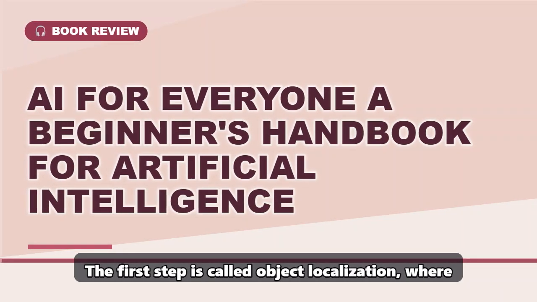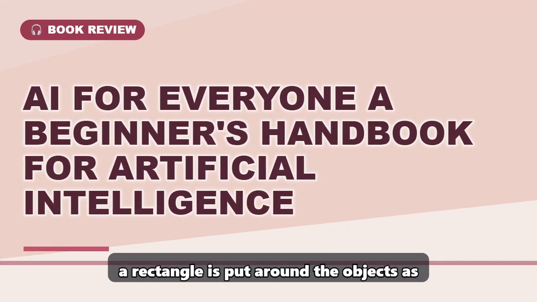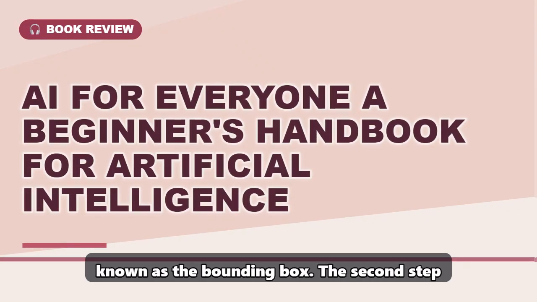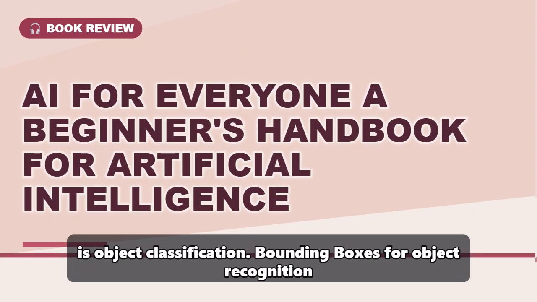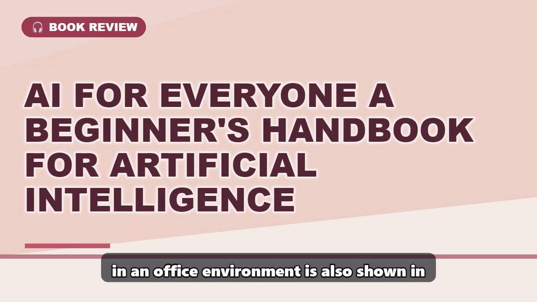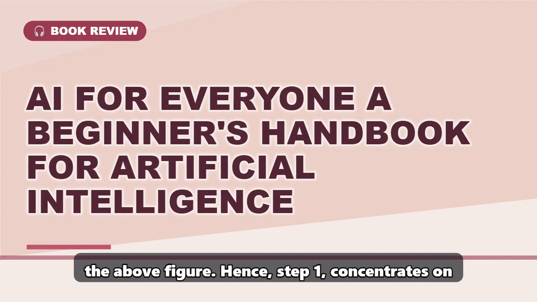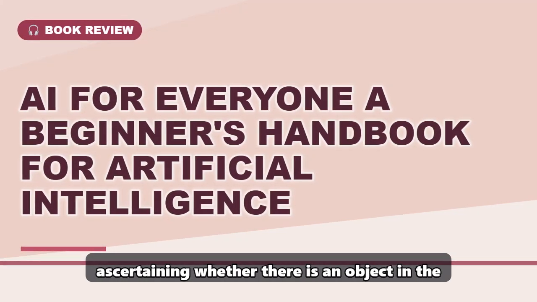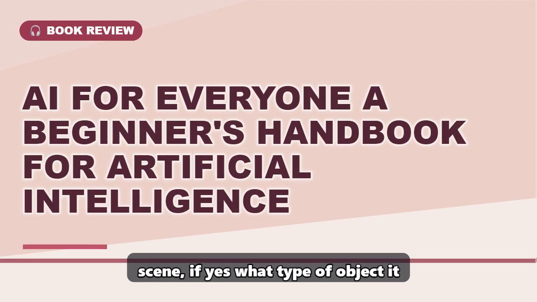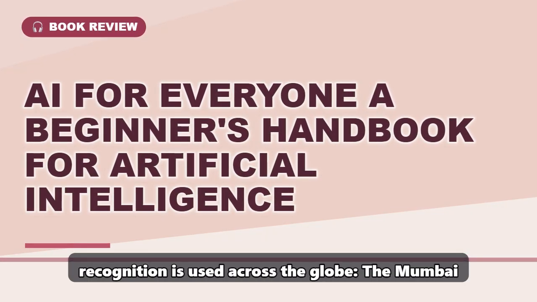The first step is called object localization, where a rectangle is put around the objects as shown in the figure. Such a rectangle is known as the bounding box. The second step is object classification. Bounding boxes for object recognition in an office environment are also shown in the above figure. Hence, step 1 concentrates on ascertaining whether there is an object in the scene, and if yes, what type of object it is. Following are some of the examples where object recognition is used across the globe.